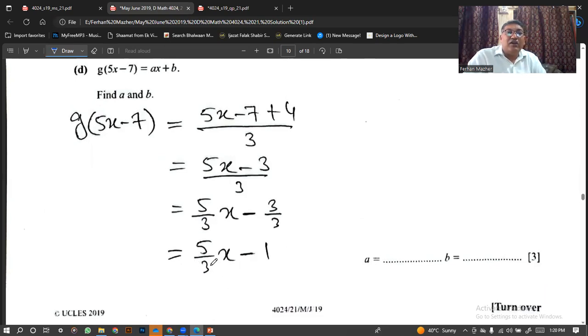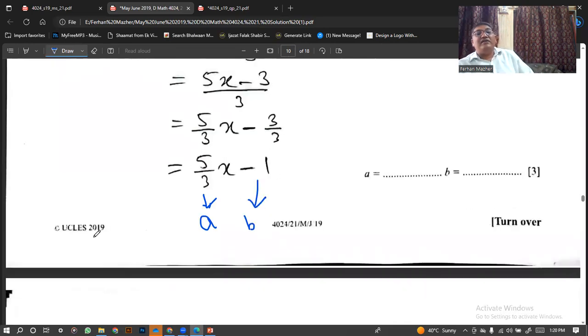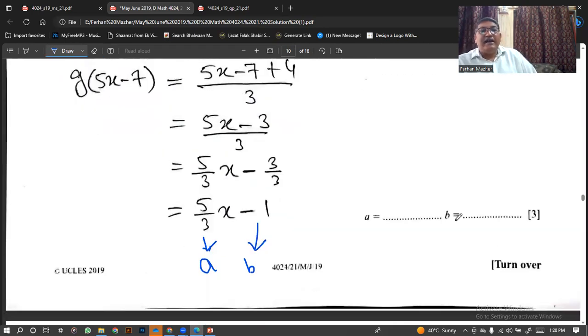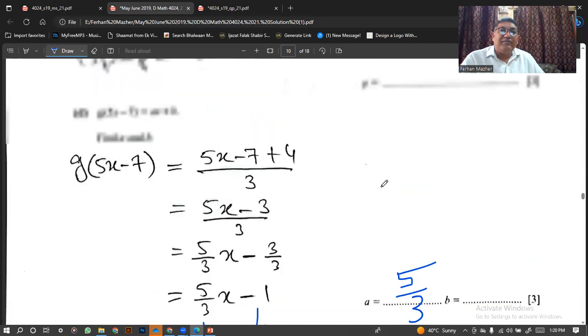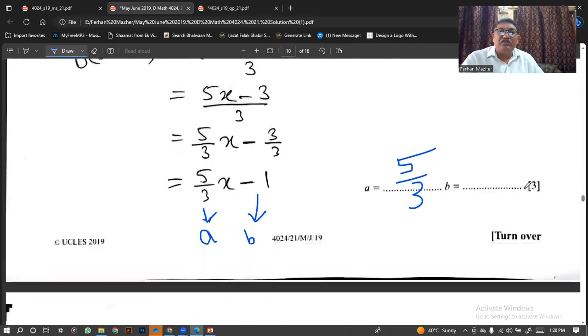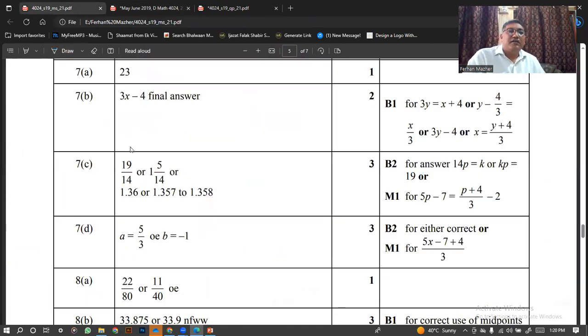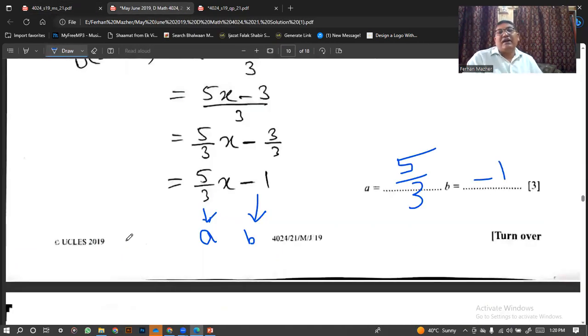So the a value here is this, and this is the b value. Okay. So the a is 3 by 5, and the b... the a is how much? Sorry, I said 3 by 5. It is 5 by 3, and the b value will be how much? Minus 1. Let's check. 5 by 3 and minus 1. So our answers are right.